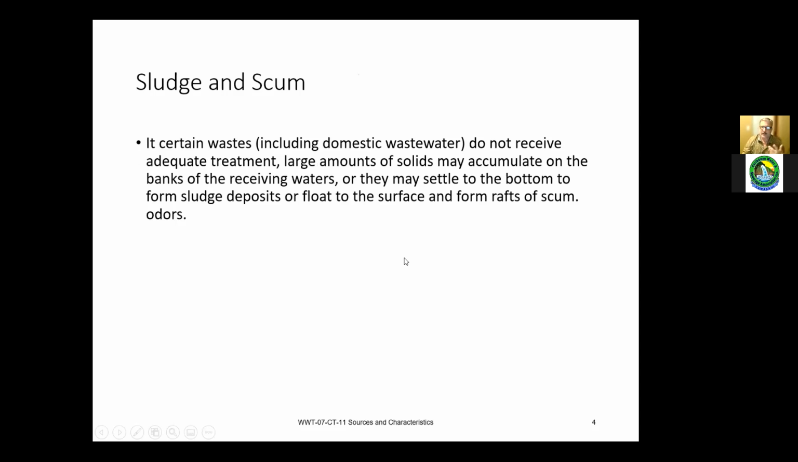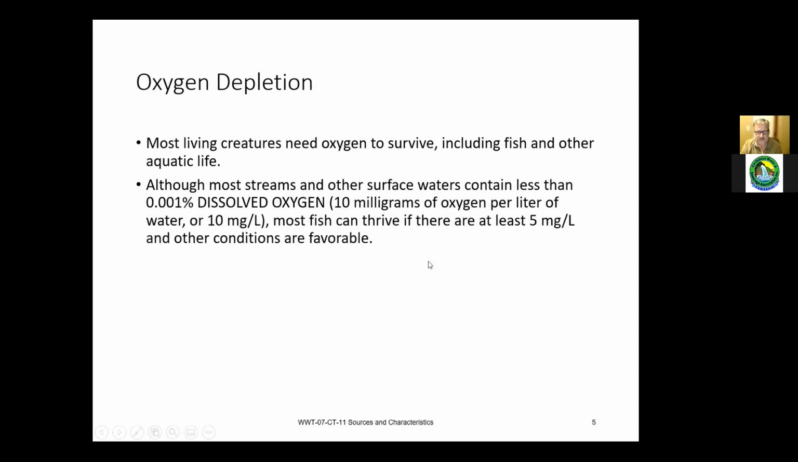I'm quite sure everybody is fairly familiar with the terms sludge and scum. Large amounts of solids settling to the bottom would be sludge. Things floating at the top would be scum. You need to not only deal with those in the plant, but you definitely do not want those going to your receiving stream. You could have rafts of scum floating down the lake or the river, and that's definitely not something you want. Oxygen depletion, we talked about eutrophication already. Of interest, most fish can thrive if there's at least 5 milligrams per liter of oxygen and other factors are in their favor.